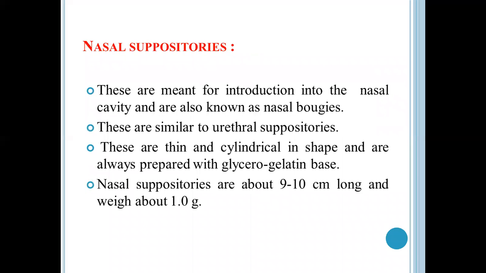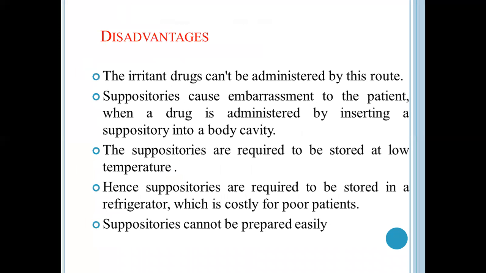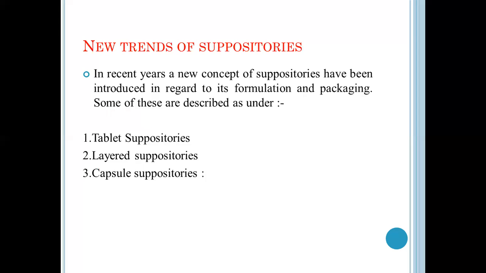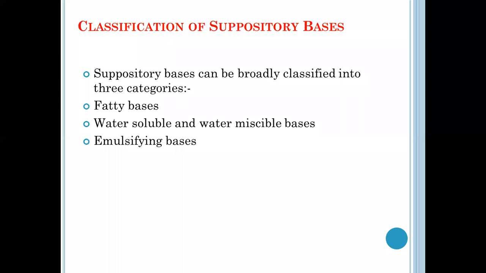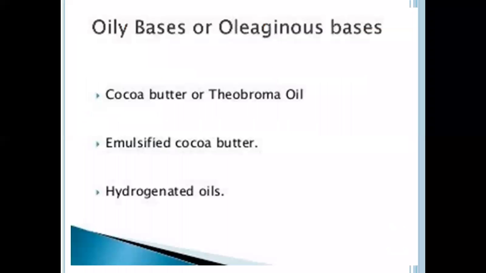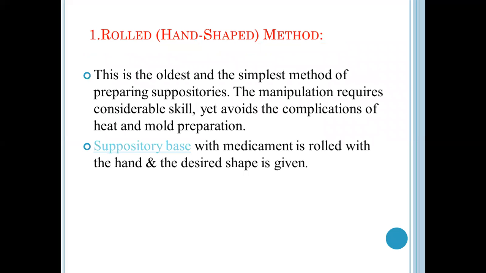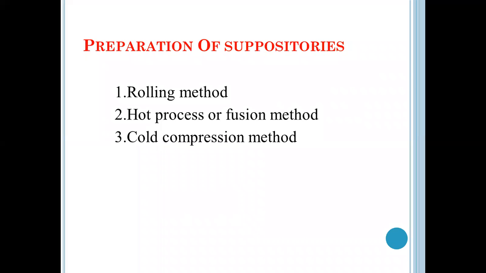So in today's lecture, we discussed the definition of suppositories, then advantages, disadvantages, types of suppositories, then which bases are used for suppositories, meaning oleaginous base, their ideal properties, fatty base, emulsifying base, and water soluble or water miscible base. Then the remaining points in this chapter are preparation of suppositories, how they are prepared, melting and molding method, their storage, and their quality control tests. The remaining points we will discuss in our next lecture.